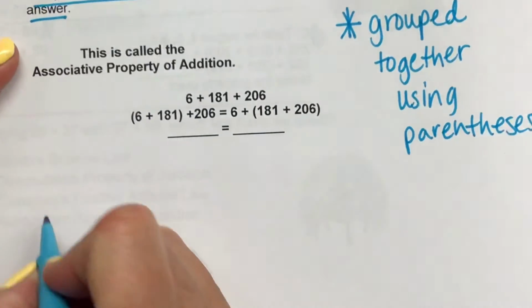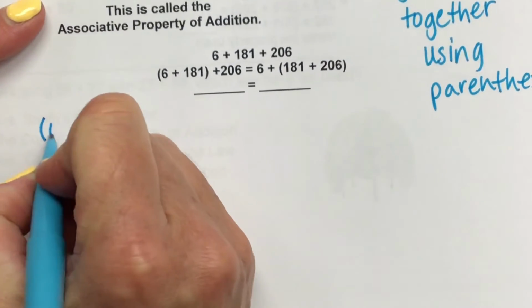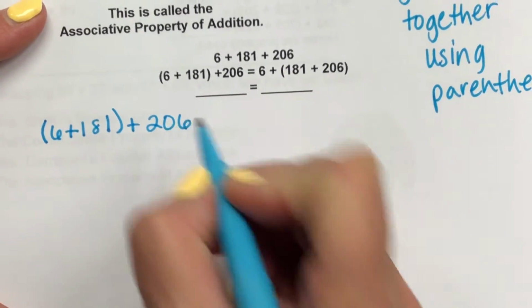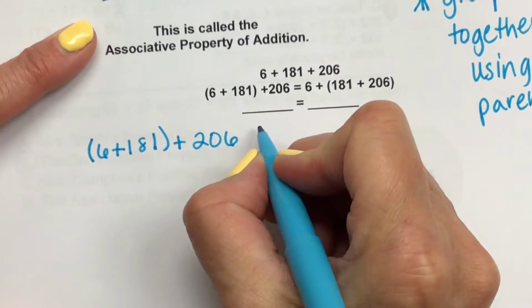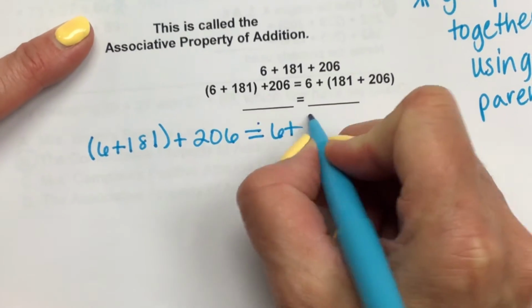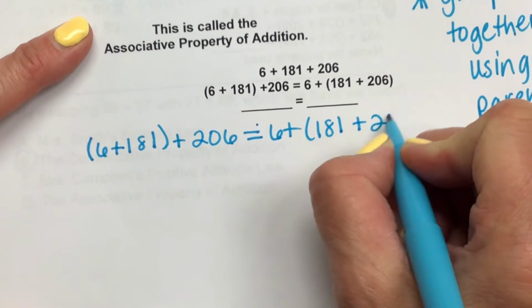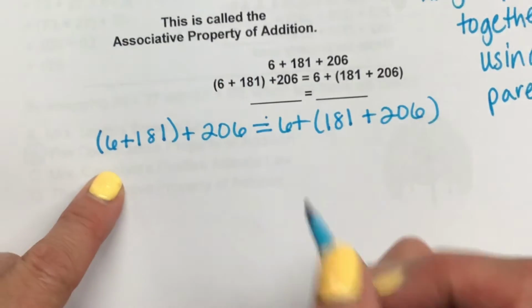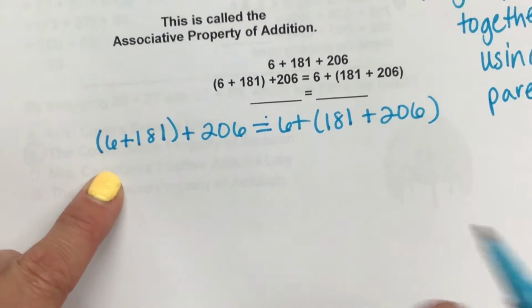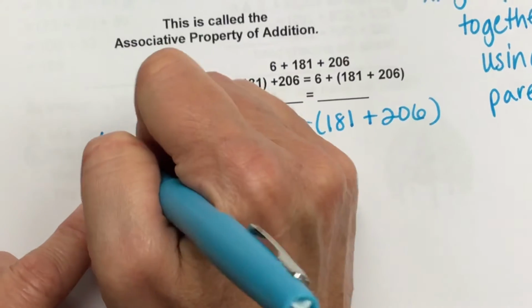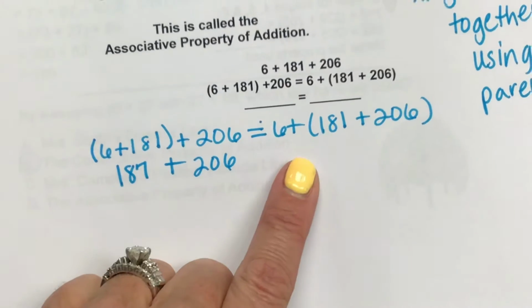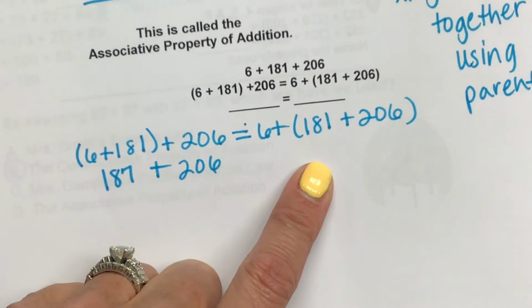Okay, so what I want us to do is this. Let's go through this algebraically, and everyone just rewrite it neatly down here on the bottom. Okay, we already know what 6 plus 181 is. What is it? 187 plus 206. Okay, what is 181 plus 206? Who can tell me?